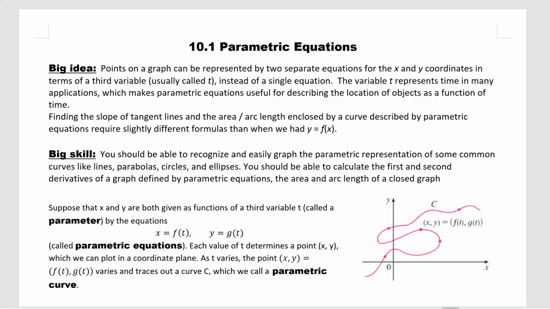Big skills. You should be able to recognize and easily graph the parametric representation of some common curves like lines, parabolas, circles, and ellipses. You should be able to calculate the first and second derivative of a graph defined by parametric equations, and the area and arc length for a closed graph. Okay, so the three applications we need to know are how to calculate the derivative, how to find the area, and how to find the arc length. Those are three important applications for parametric equations.